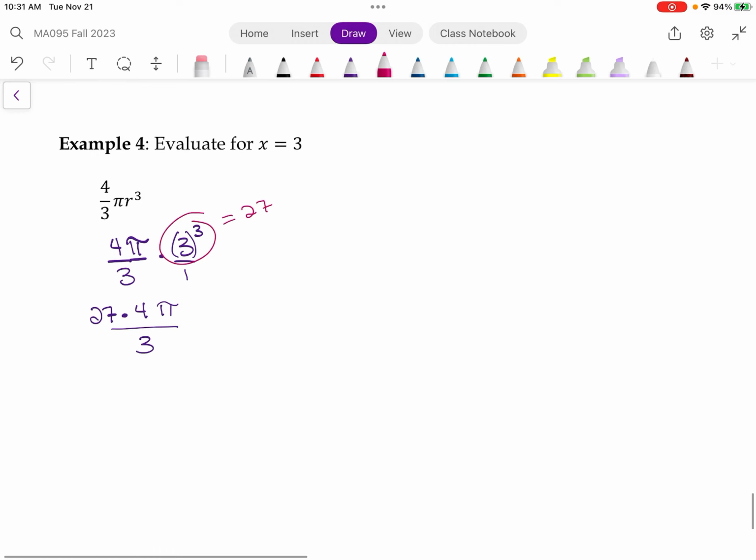All right, so now we want to simplify. So 27 divided by 3 is 9 and 1. So now this becomes 9 times 4, which is 36, and there's still a pi there. So you should get 36 pi.